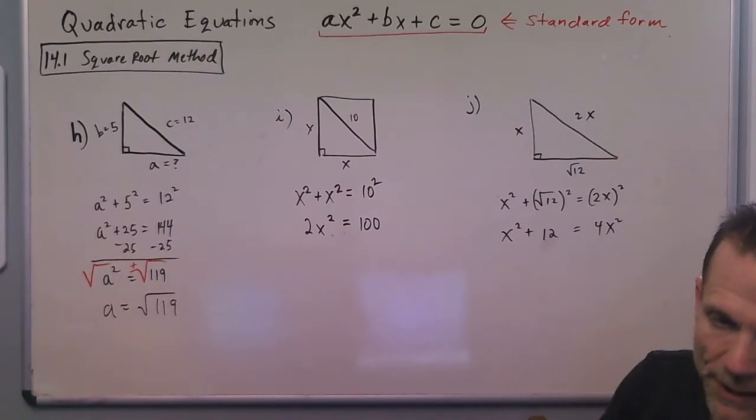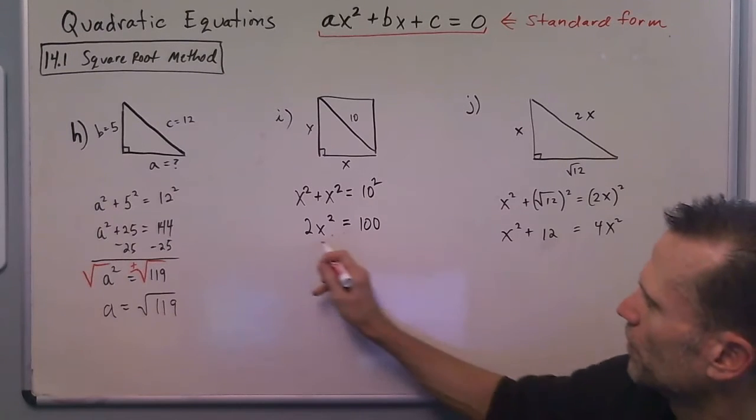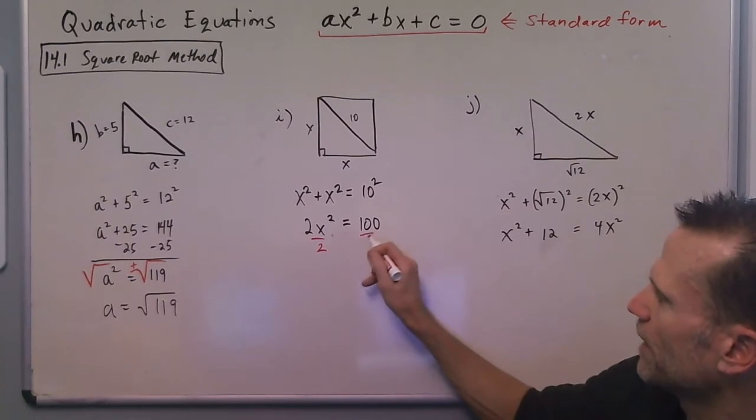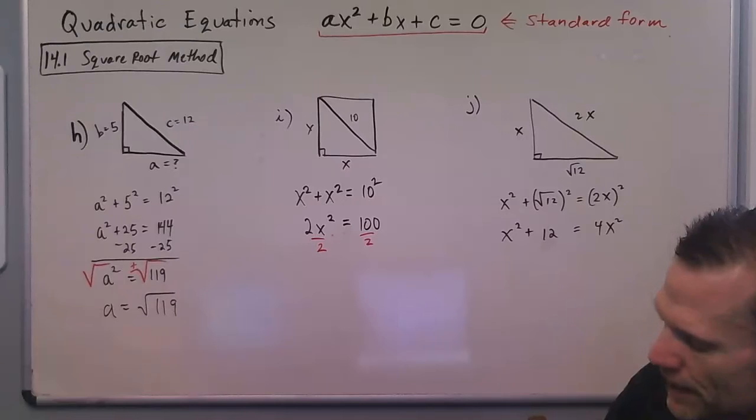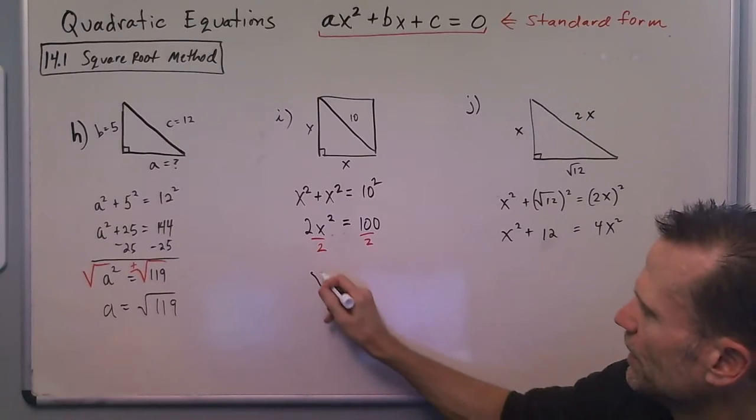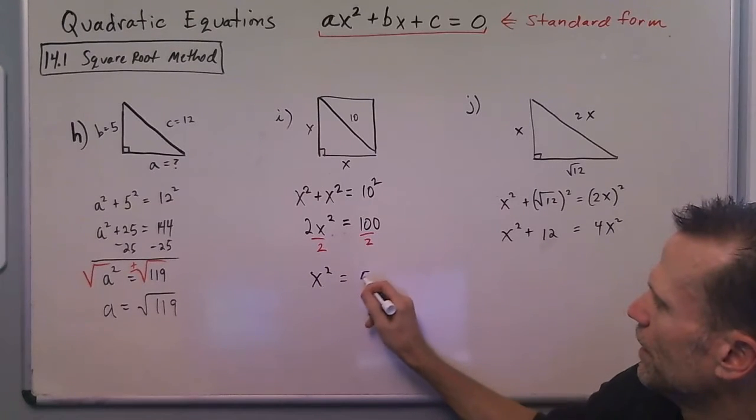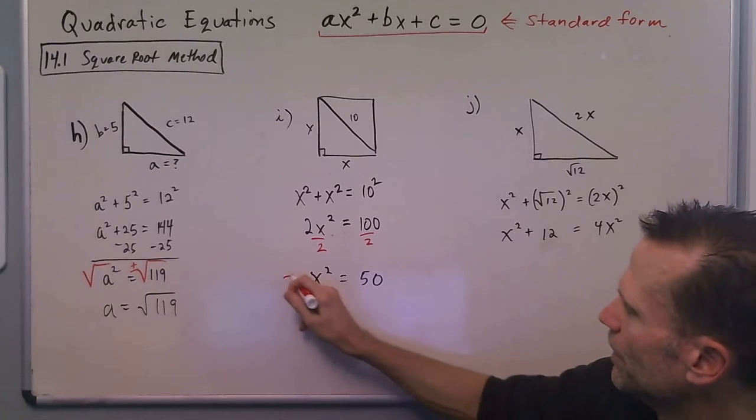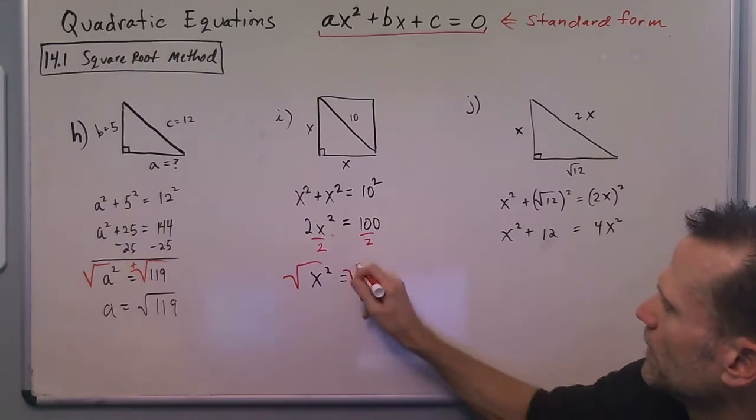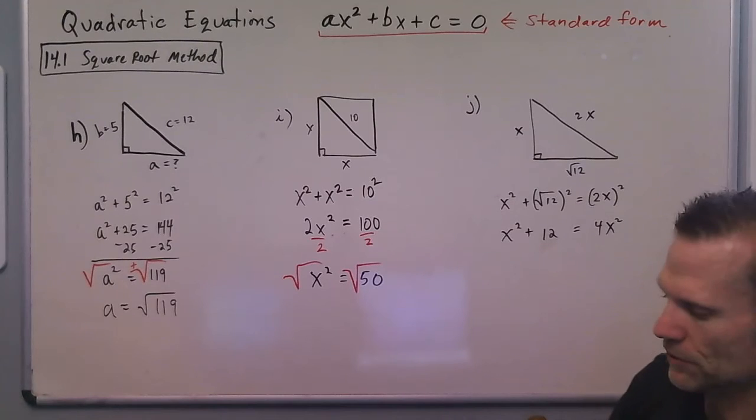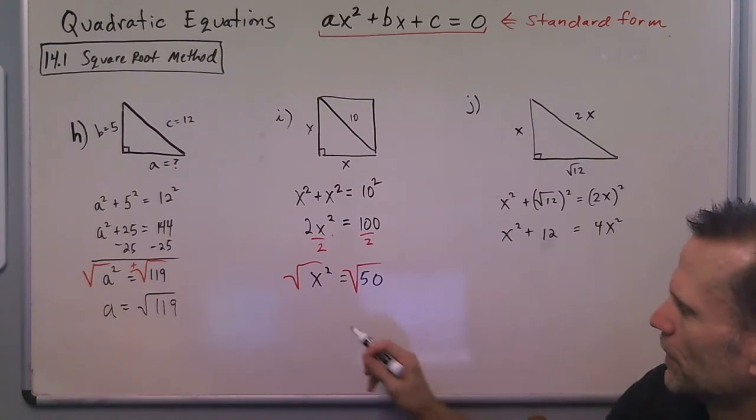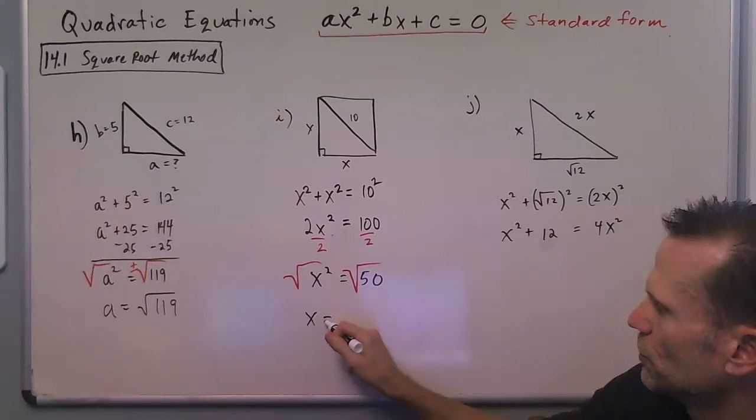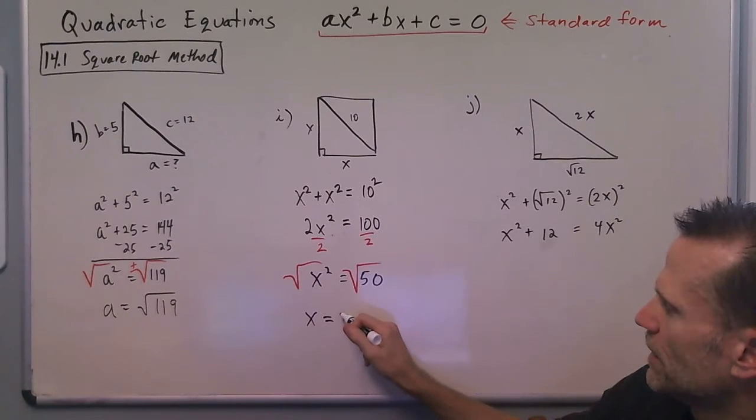So now, again, this is why this is in 14.1. We're going to use the square root method. We're going to divide by 2 here. We get x squared is equal to 50. And then we have our square isolated, so we can take the square root. And again, we're only going to deal with the positive square root because we're dealing with a geometric shape here. And we're going to get x is equal to the square root of 50.